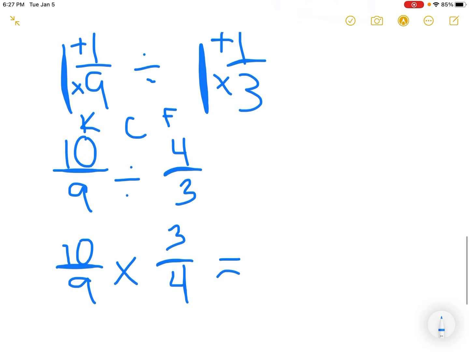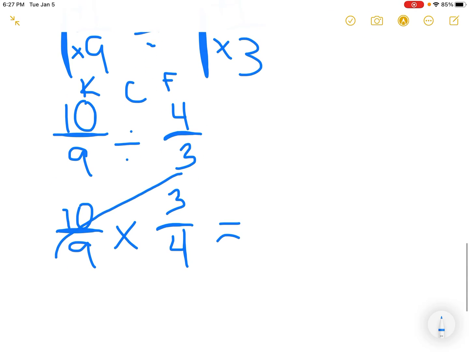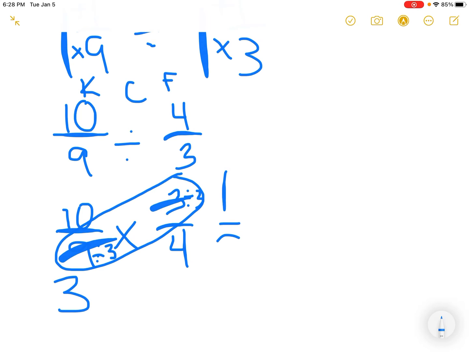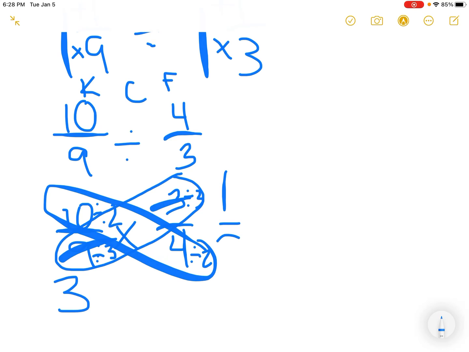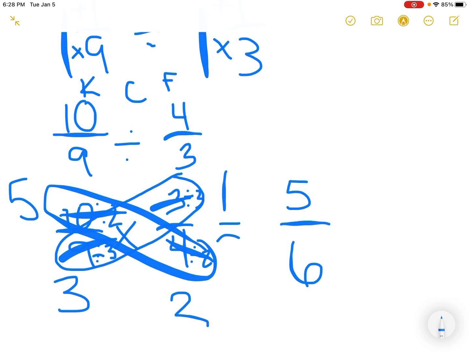This was a great problem to cross simplify on because both of the diagonals could be simplified. You could divide 9 and 3 by 3 to get down to a 3 and a 1. You can divide 4 and 10 by 2 to get that down to a 5 and a 2. When you multiply straight across, you then end up with 5/6.